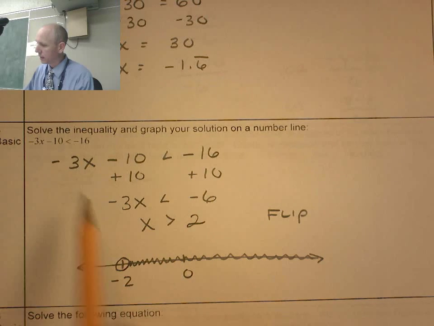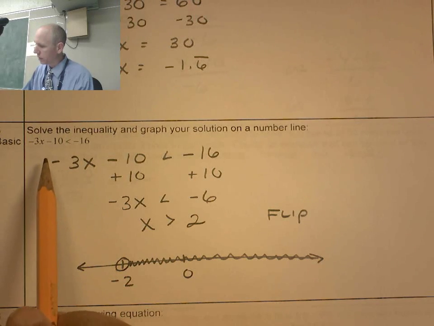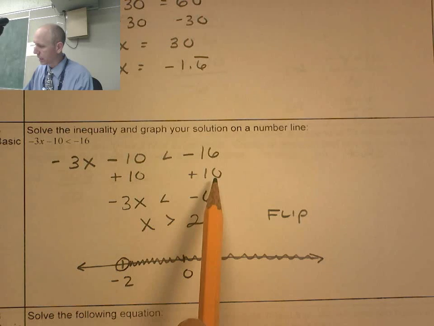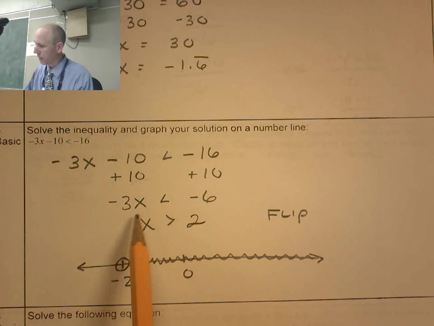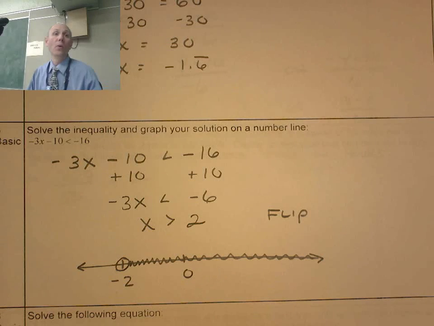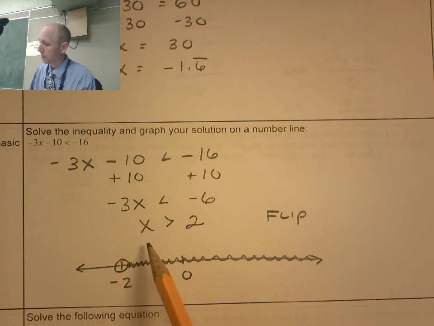Solve this one. I am going to start by adding 10 to both sides, and then dividing both sides by negative 3. When I multiply or divide both sides of an inequality by a negative number, I must flip the inequality symbol over. So there's the flip happening. So x is greater than 2.